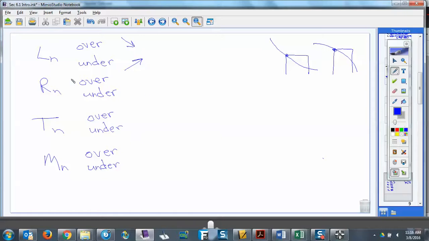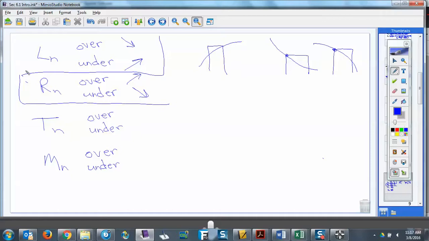When will rights be over? The reverse, right? Oops. Sorry. Rights will be over when the function is increasing, and be under when the function is decreasing. You don't have to memorize this, you can just picture it, just draw a picture. But they're the reverse. So when lefts are over, rights will be under, and that's why when we average them, we get a trapezoid, and that's why that's better. They're like partners. When will a trapezoid be over?